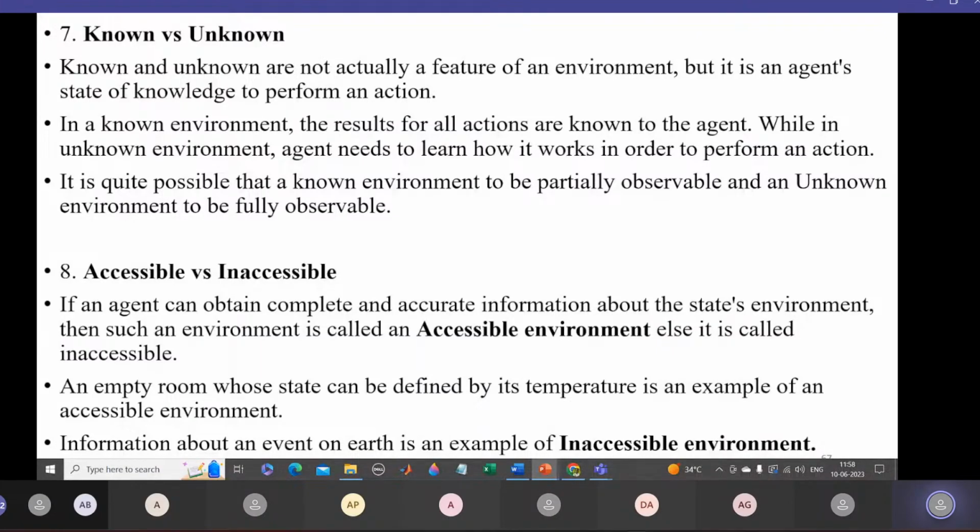Then accessible and inaccessible. When the agent is able to obtain complete and accurate information about the environment, then that environment is called accessible. Otherwise, it is inaccessible. What is an accessible environment? A room whose state can be defined by the temperature. But the information about what is happening on the earth is an inaccessible environment.